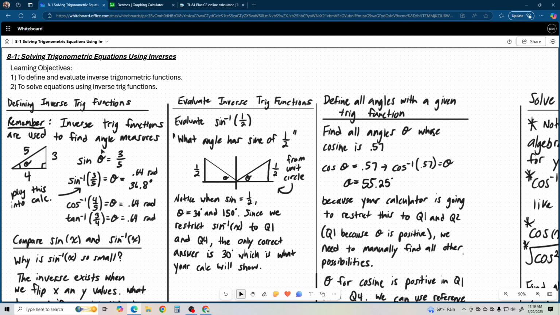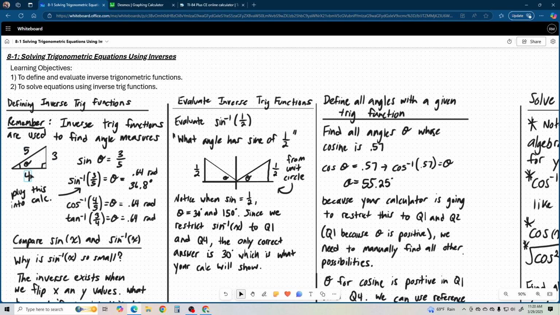First of all, what is an inverse trig function? When we use an inverse trig function, we're finding angle measures. Let's say they give us this equation where it says sine of theta equals 3/5. Well, what does that mean? If sine equals 3/5, we know sine is opposite over hypotenuse. So if we create a little triangle and we're looking for the sine of theta, we'd be looking at 3/5, opposite over hypotenuse.